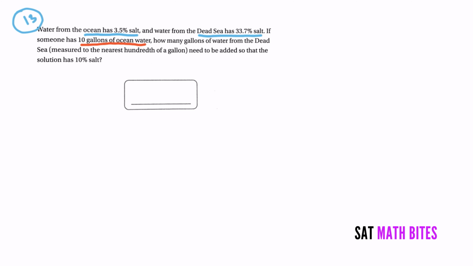If we know the ocean water has 3.5% salt, that would be 0.035. And then we multiply it by 10 since there's 10 gallons. And the Dead Sea has 33.7% salt, so that's 0.337. And we're adding X gallons of water. And what we know is we want it to be equal to 10% salt. So 10% would be 0.1, and I've already started with 10 gallons, and I'm adding, again, X. So the key here, again, is to set up the equation. From here, you just solve for X.